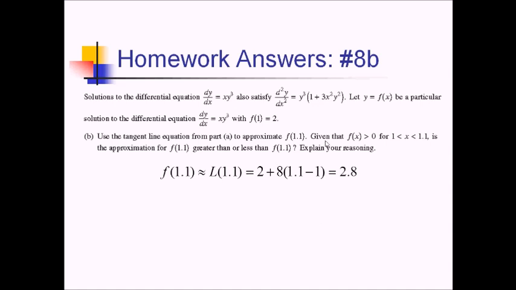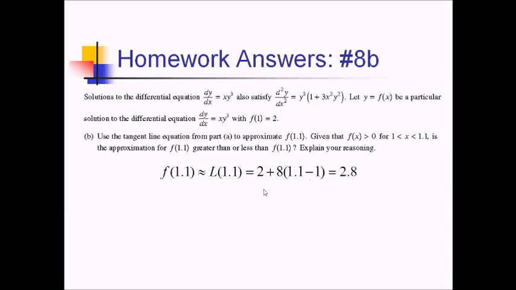So now let's read the rest of the question here. Given that f of x is greater than 0 for x from 1 to 1.1, is the approximation for f of 1.1, this 2.8, greater than or less than f of 1.1? Explain your reasoning. So we're essentially asking, did we over or underestimate using our approximation?